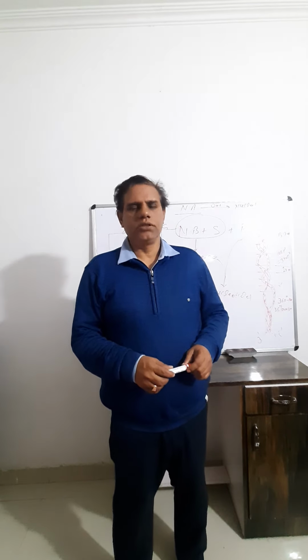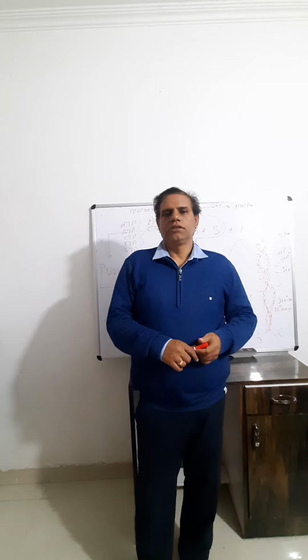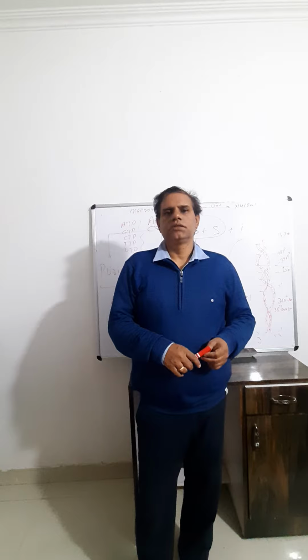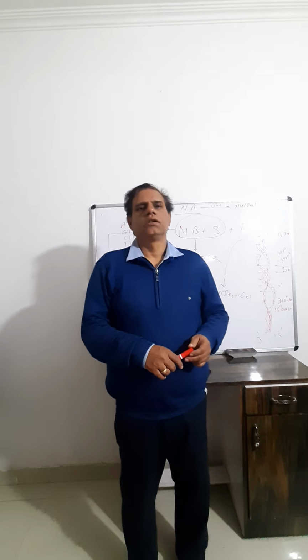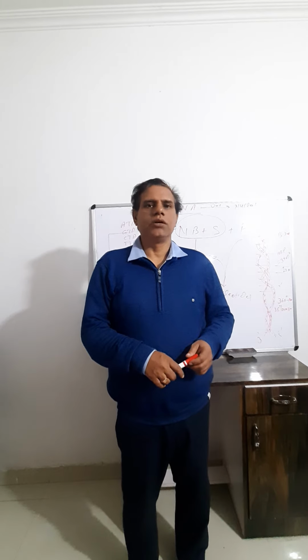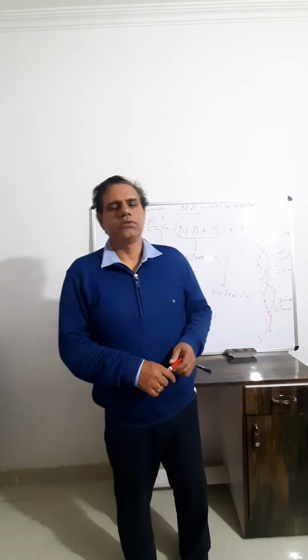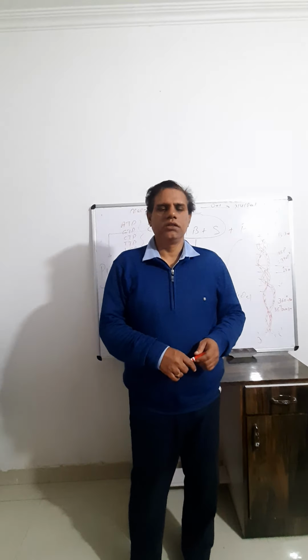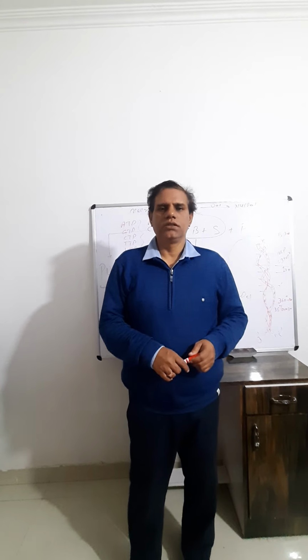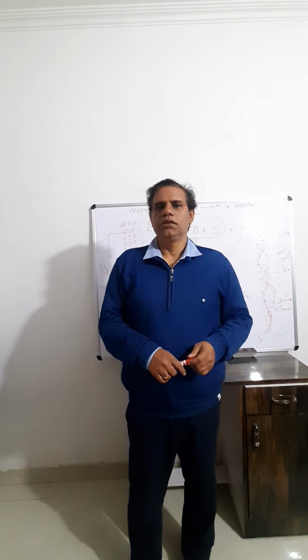Today's class is nucleic acid. The term nucleic acid was given by scientist Miescher, and the term nuclein was given by Altman. Nucleic acid consists of deoxyribonucleic acid, that is DNA, and ribonucleic acid, that is RNA. So DNA and RNA are nucleic acids.